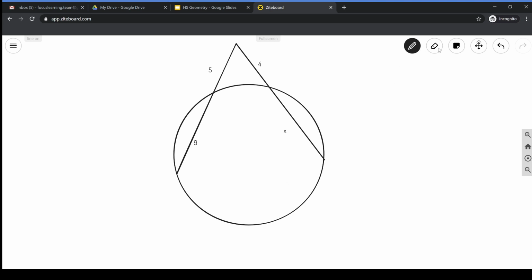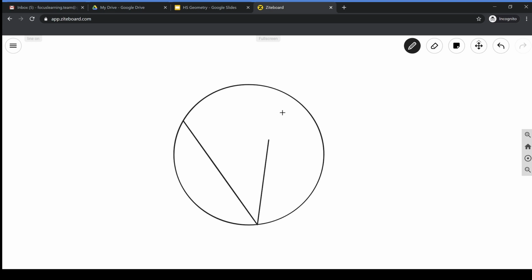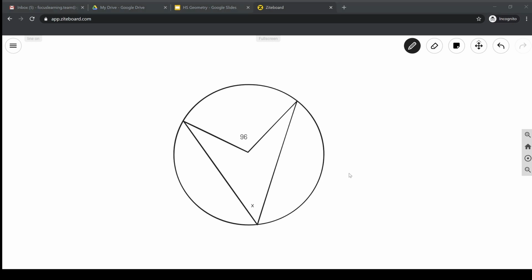Okay, now let's have a problem using the inscribed angle theorem. So say we have this, where this point is at the center, this angle is 96. So what would be the angle of this angle, x? This is basically a direct application of the inscribed angle theorem. So x is 96 divided by 2, or 48.